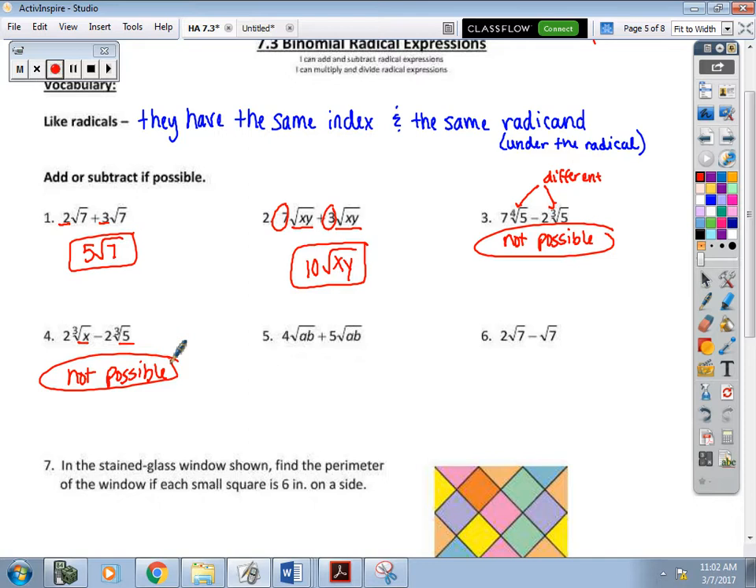Number 5, which is square root of AB plus 8 square root of AB. So that would be 9 square root of AB. And the last one in this section is critical because a lot of students think that this is a 0, but just like if you saw just x, it's technically a 1x. This should be a 1 square root of 7. So we can subtract these two: 2 minus 1 is 1 square root of 7, or just the square root of 7.